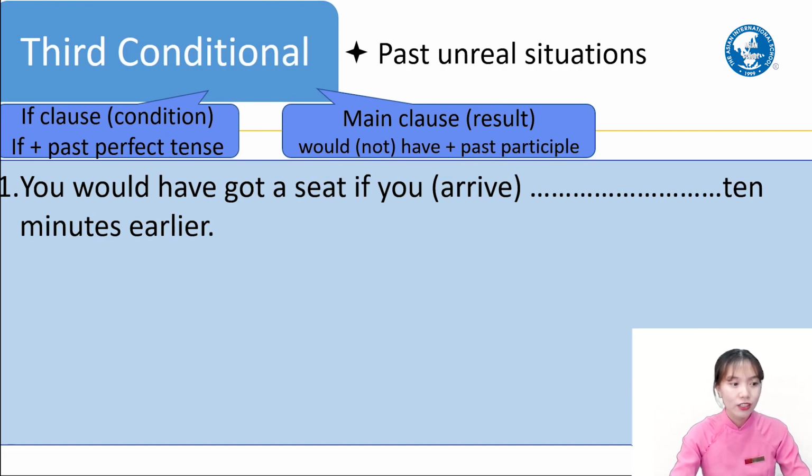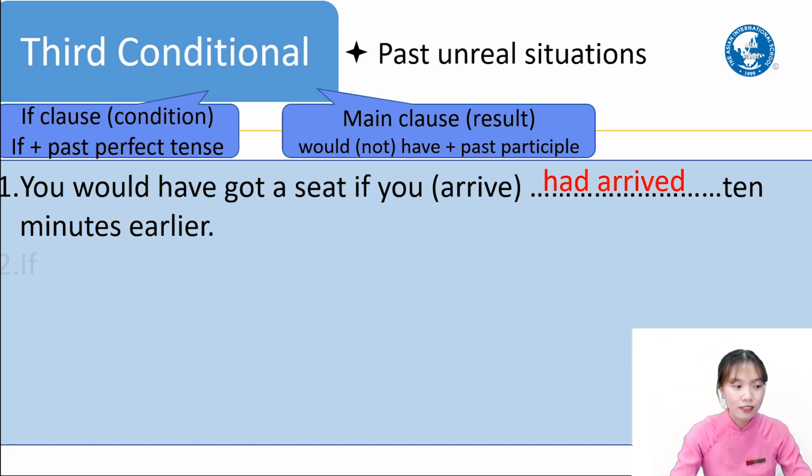Number 1, you would have got a seat if you blank 10 minutes earlier. In the if clause, the main verb should be in the past perfect tense. So the correct verb form for this sentence is had arrived. You would have got a seat if you had arrived 10 minutes earlier.